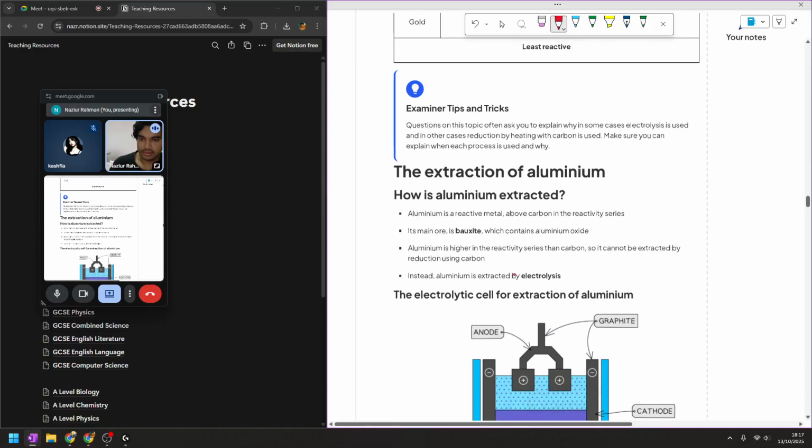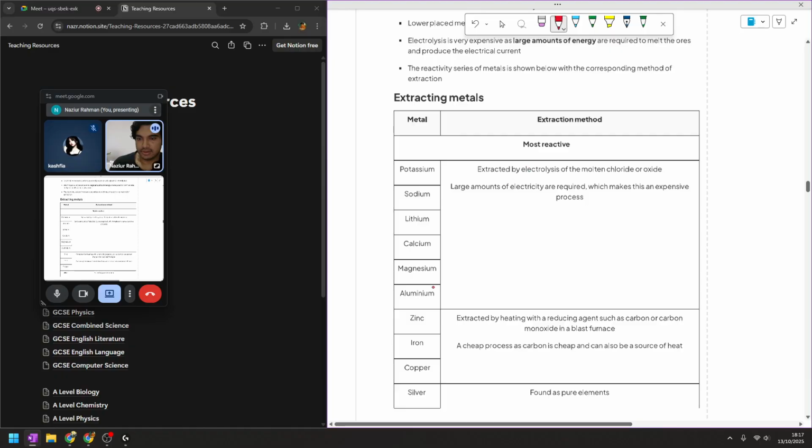Alright, so that brings us to the extraction of aluminium. We discussed this earlier: anything more reactive than carbon is over there, and anything less reactive than carbon we can extract by heating with carbon. Carbon will displace the metal from its compound.